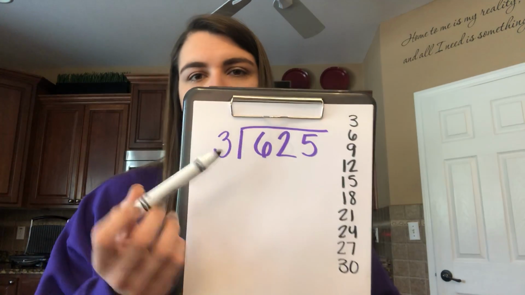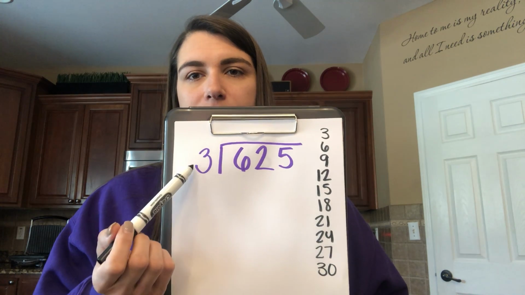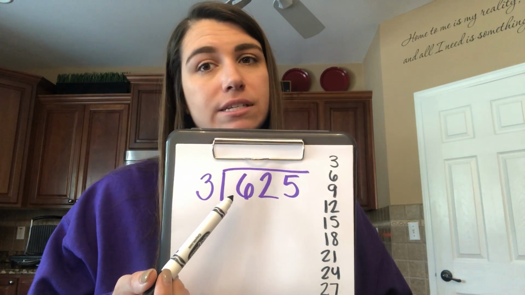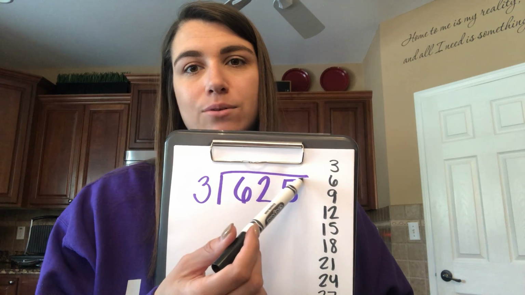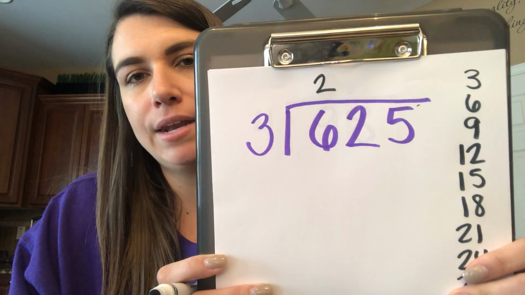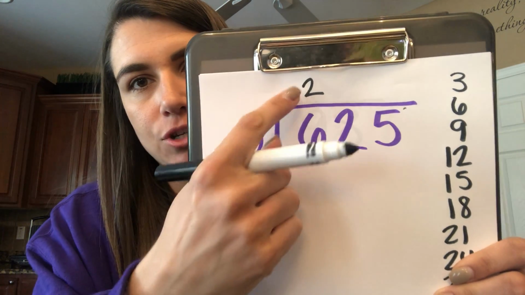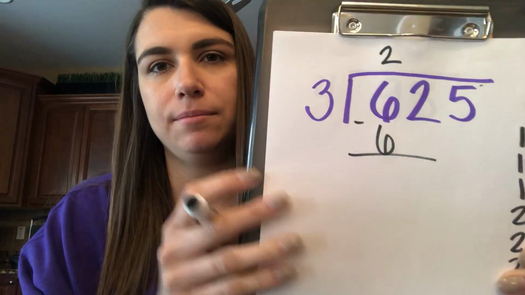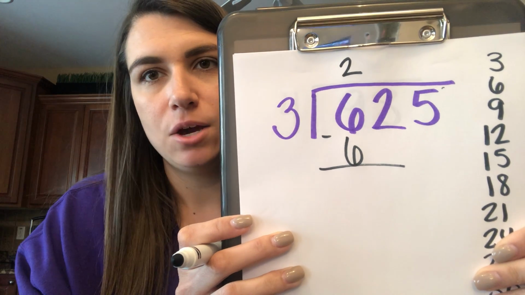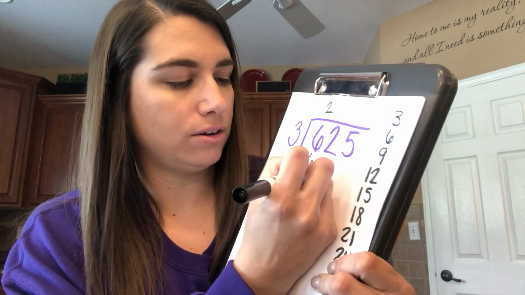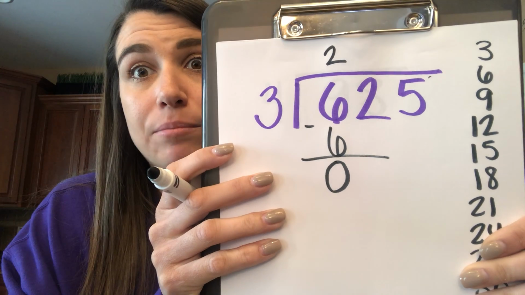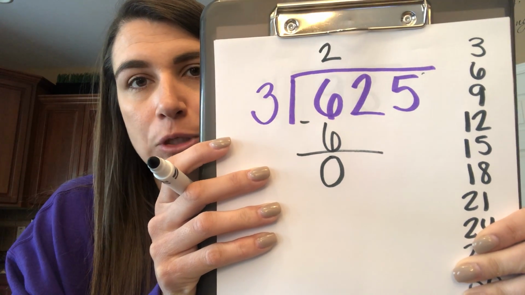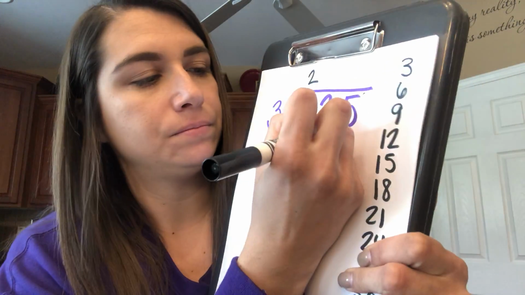So the first thing I need to do is dad. I have to take 6 divided by 3. So what times 3 is going to get me closest to 6 without going over? And I know that's going to be 2. So I'm going to write the 2 on the top like that. And then now I'm going to multiply. 3 times 2 is 6. So I'm going to write 6 right here. Sister is subtract. So I'm going to take 6 minus 6, which is 0. So I got a 0 right here. Now, brother is bring down. So I'm going to bring down the 2.